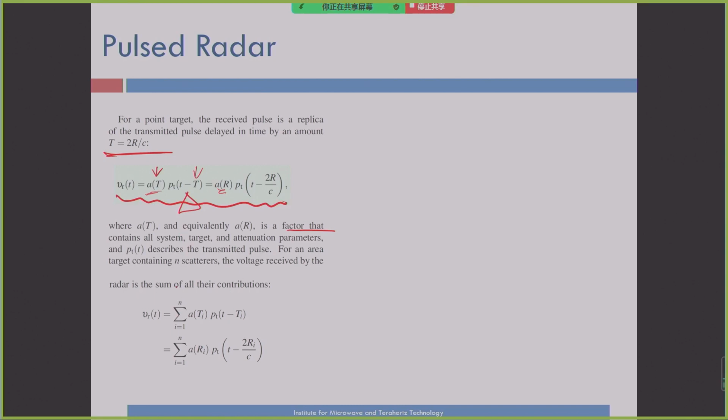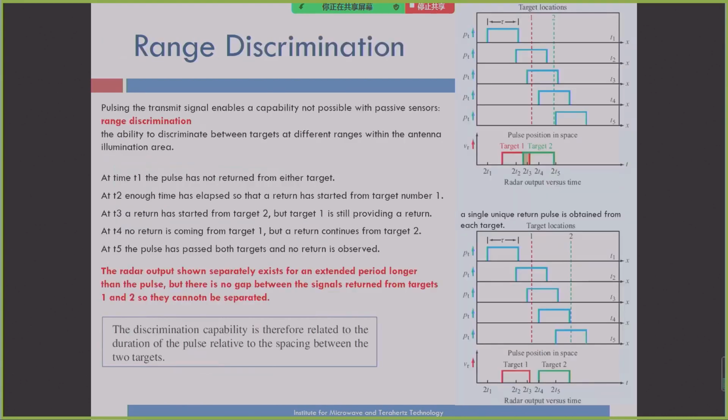So if there are many scatterers on the object, we should consider the influence of some of them. If it's not a point target but a distributed target, it becomes like this. Now, if it's not a point target, there should be a resolution or a discrimination of each one. So how could we describe or recognize two different targets separately or respectively? This is related to range discrimination.